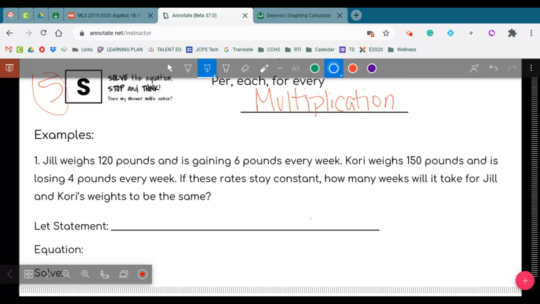Okay, I'm going to go through and circle my numbers. Jill weighs 120 pounds and is gaining 6 pounds a week. Corey weighs 150 pounds and is losing 4 pounds a week. How many weeks? Weights to be the same?